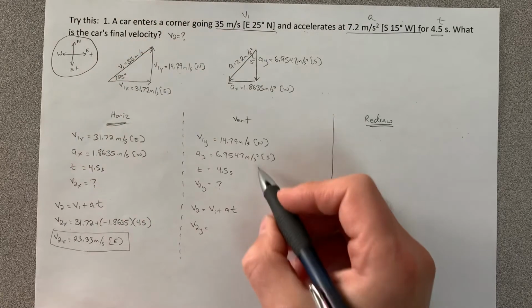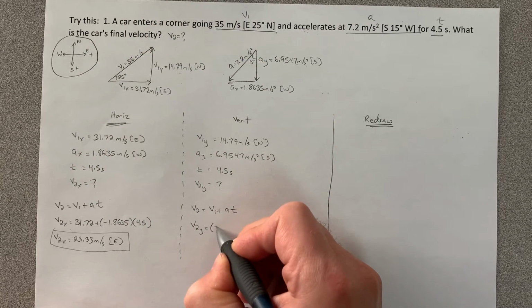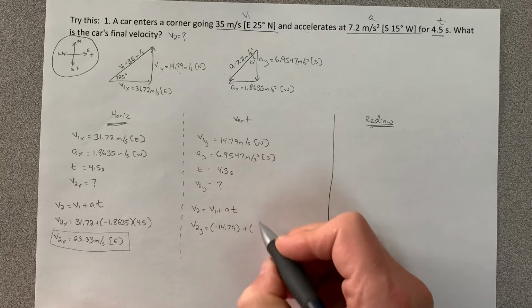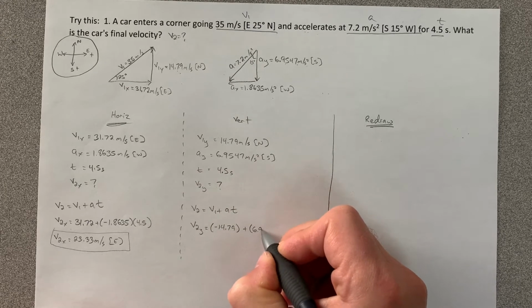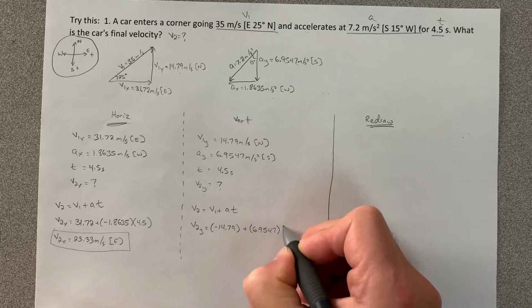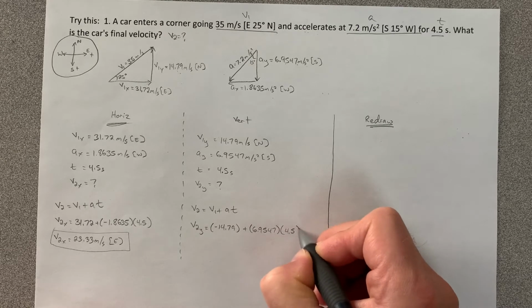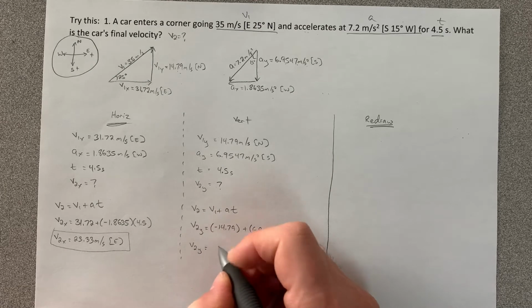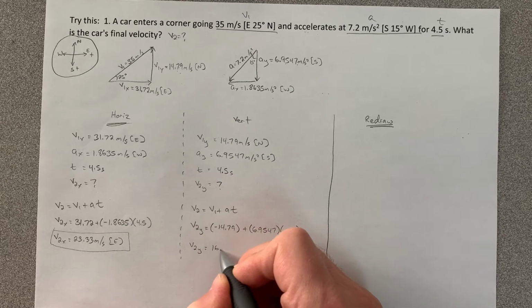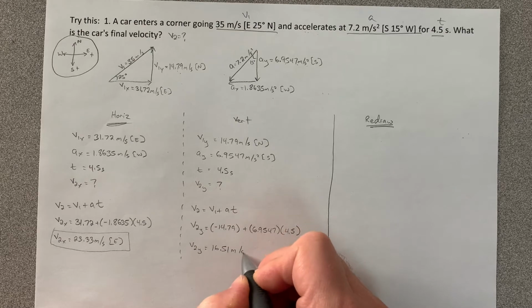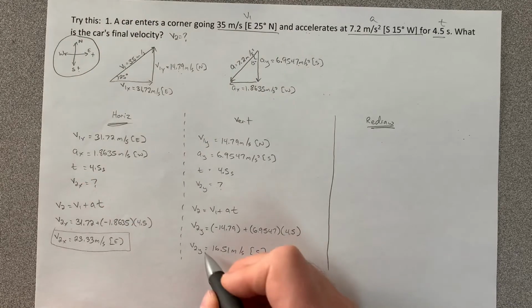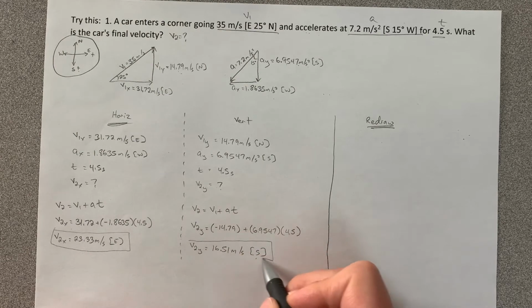I said south was positive. So this V1 here is negative 14.79. Acceleration then goes in as a positive. Time, scalar, always a positive. We work this out, we are going to get 1651. Again, first answer in the positive direction. It's positive, so no changing required.